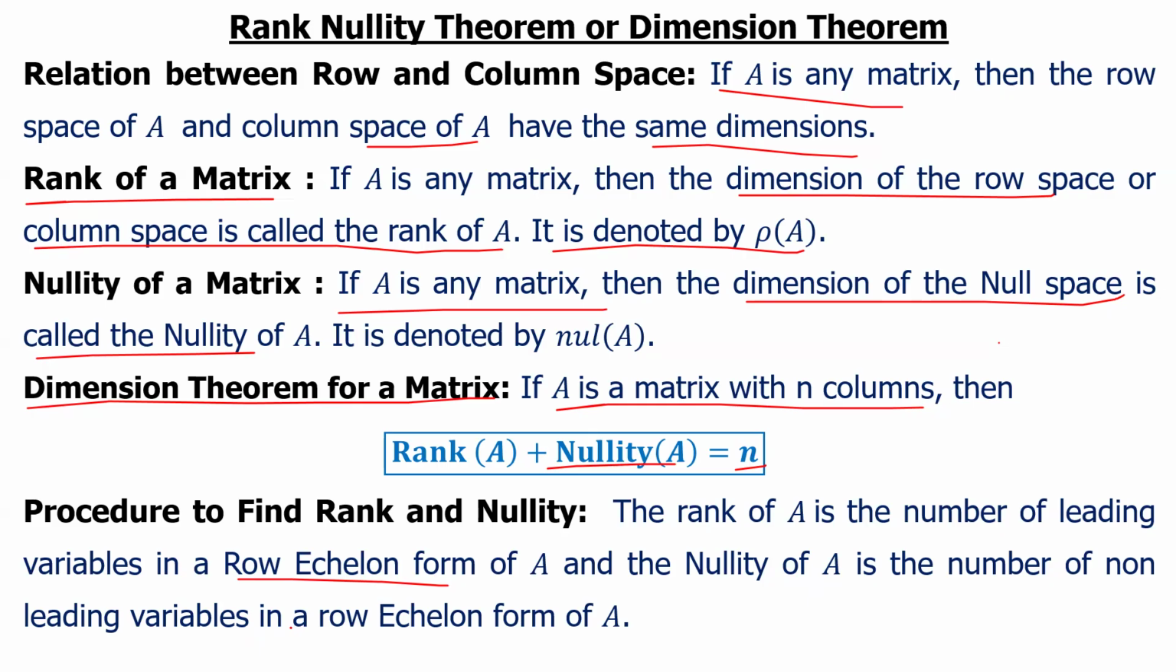Let us take one example which will clarify all this: row space, column space, null space, and the rank-nullity theorem. Examples on the rank-nullity theorem, or dimension theorem. Let us take example number 1. Verify the rank-nullity theorem for the following matrix.